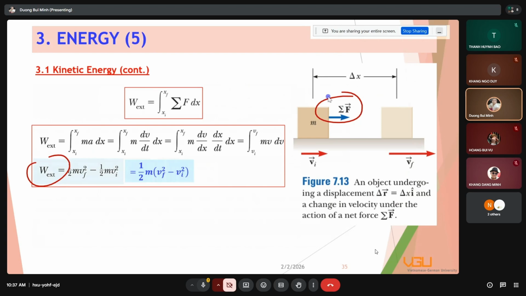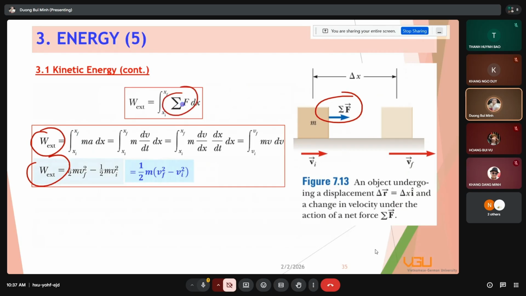Now we have the kinetic energies, the work from external force. Okay, external force. But now we don't have spring. We just have only one external force here, right? And I mentioned before, if F is not constant or F is a function of time, a function of x, okay, we need to calculate the integration. So we have external work is the integral from xi to xf.